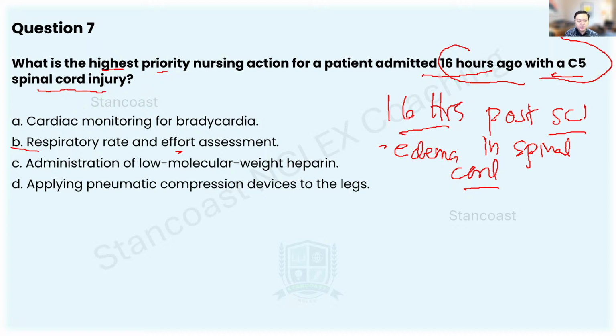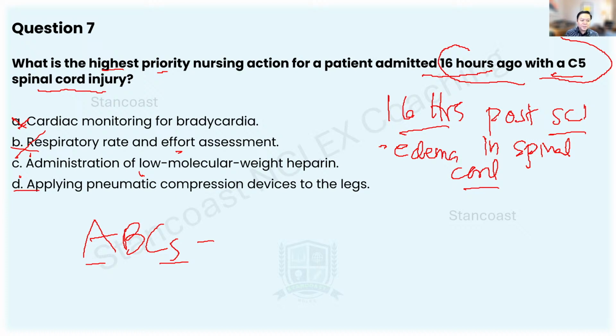This is huge. If you answered letter A, cardiac monitoring for bradycardia, it is important, but not as important compared to our airway. Again, A, B, C's. Follow that sequence. Important, but not as urgent compared to respiratory function. Letter C, administration of low molecular weight heparin. This is also a significant nursing action to prevent the DVT. But if you are going to deal with airway, that should take priority.